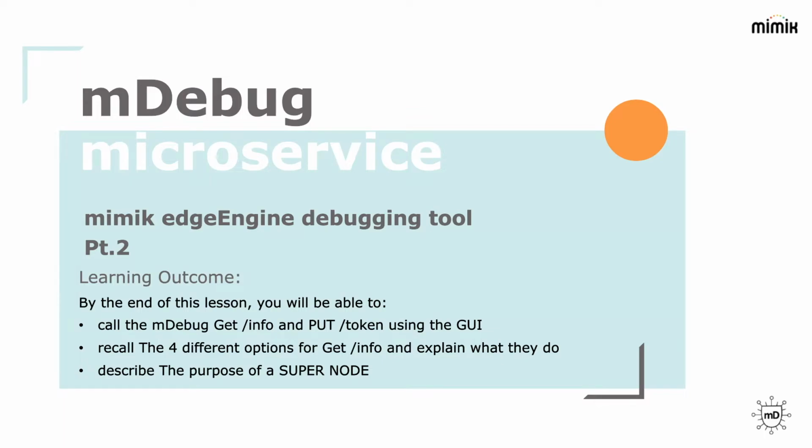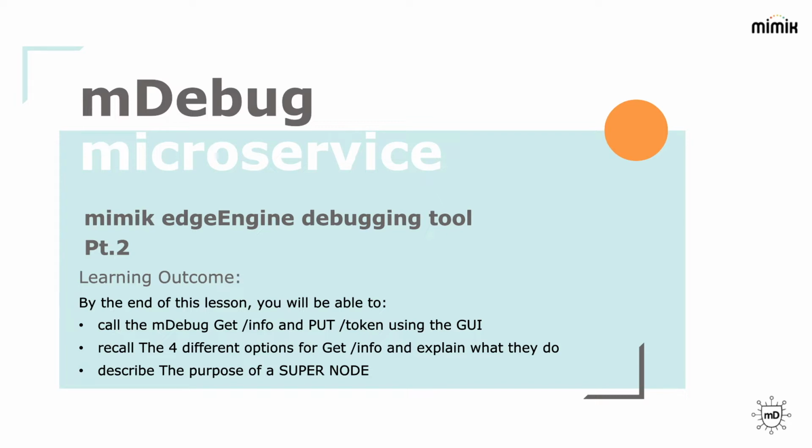Hello and welcome back. In this video, we'll continue with MDebug Edge microservice and specifically talk about the two APIs we did not cover in the first video. If you have not watched the previous video, we highly recommend that you watch it before watching this one. A link to the first MDebug video, where we deployed the Edge microservice and looked at all the devices in our Edge clusters, will be in the description.